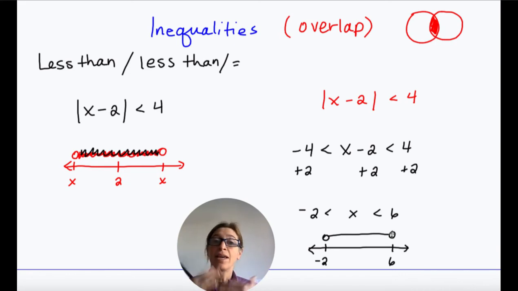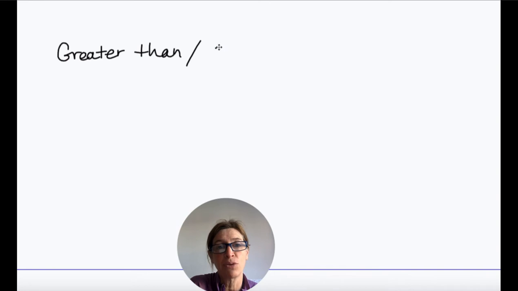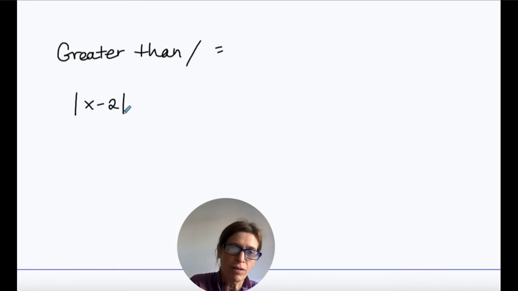Voila. Okay, now remember, less than inequalities involve overlap and your values are usually going to be between two endpoints. Now it gets a little trickier when we're talking about greater than. Okay, greater than, or obviously greater than or equal to. All right, so when we look at these geometrically, we use that exact same inequality. I'll use equal to this time.